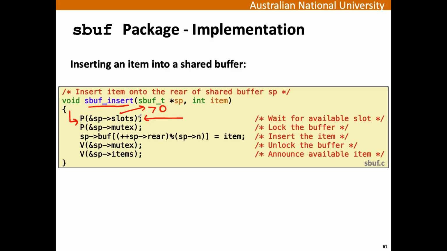So if there is no slot, if this semaphore is 0, then this operation will suspend the producer. Producer is the one inserting. So how will this unblock? Who will restart it?